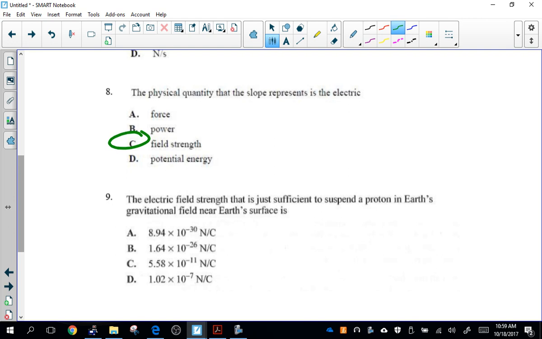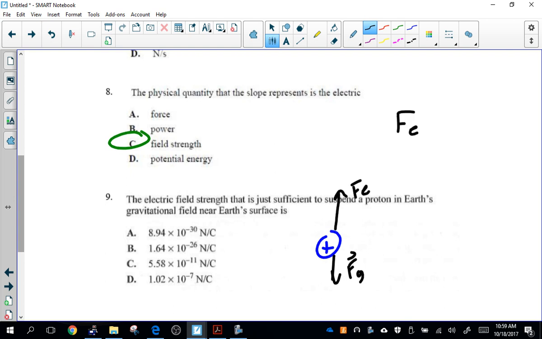Oh, that's a good question. This is the last one, I think, isn't it? Like this question. The electric field strength that's just sufficient to suspend a proton in the Earth's gravitational field. We want to suspend it in the gravitational field. That means that this proton is sitting there. The gravitational force is downwards. The electric force must be upwards.